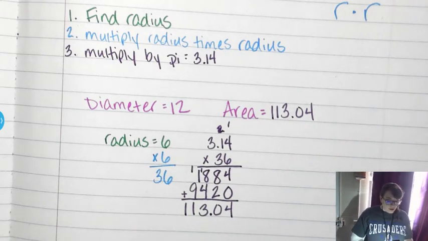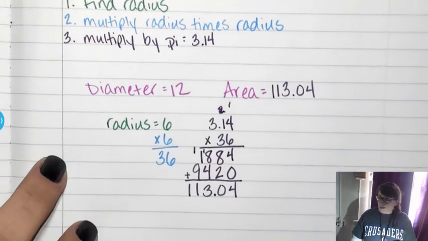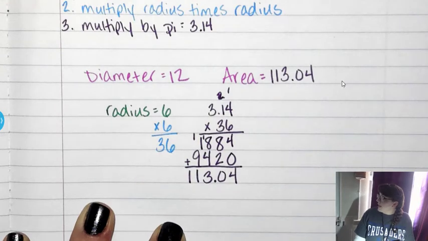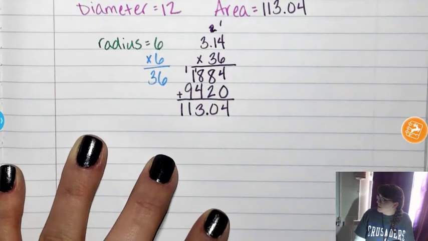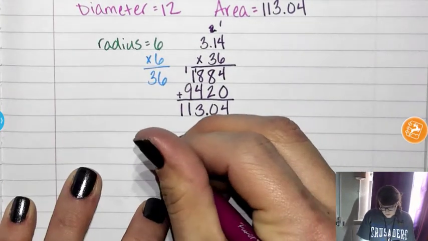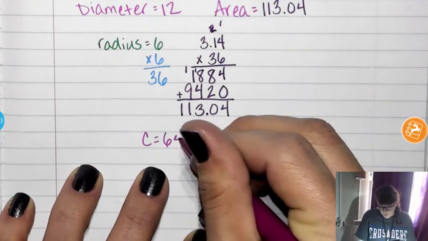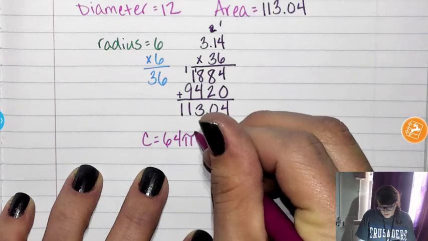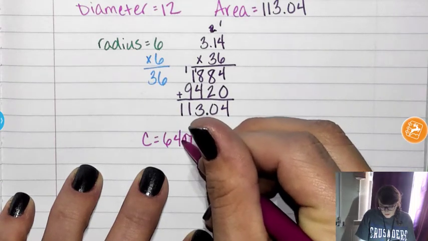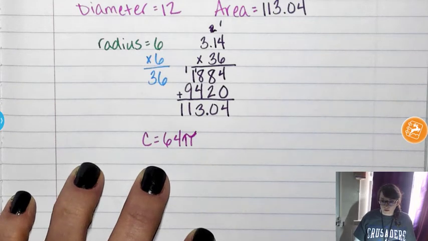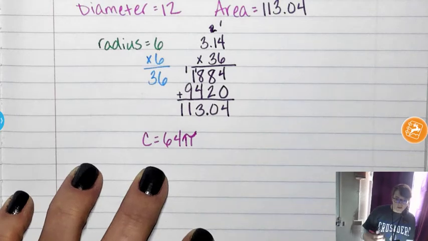Now, because you are in 7th grade and they expect you to be able to do some basic backwards thinking, if I told you that the circumference was 64 pi, how do you find circumference?